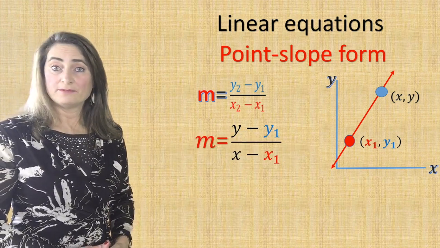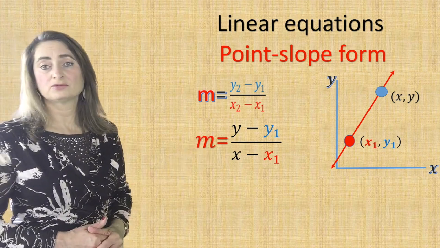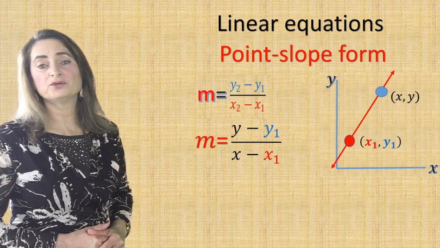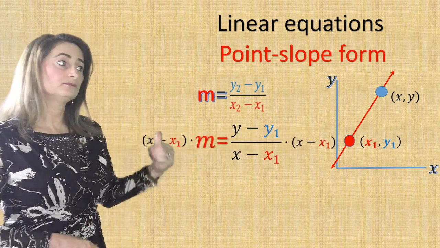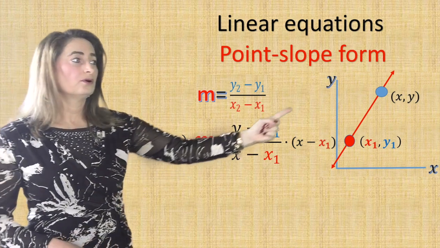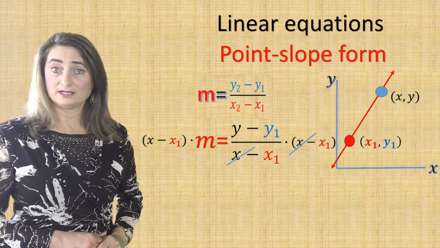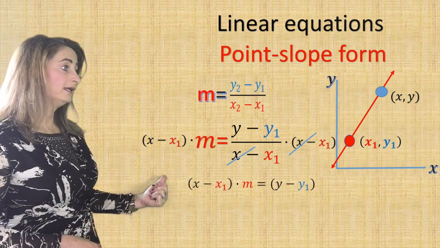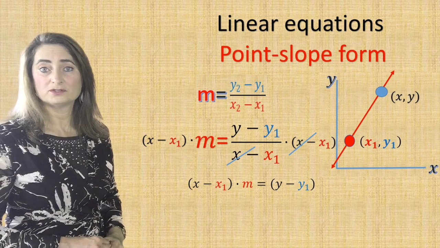Let's isolate y minus y1. Let's get rid of the denominator, which is x minus x1, by multiplying both sides by the denominator x minus x1. So the denominators cancel out. You end up with x minus x1 times m equals y minus y1.